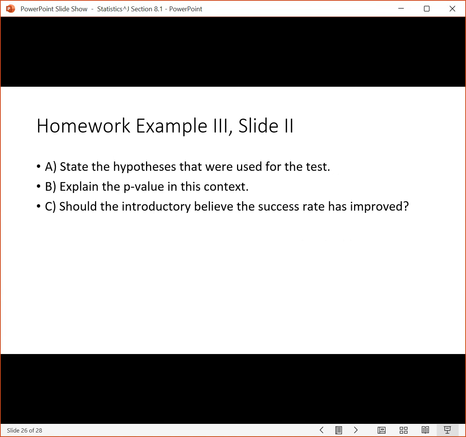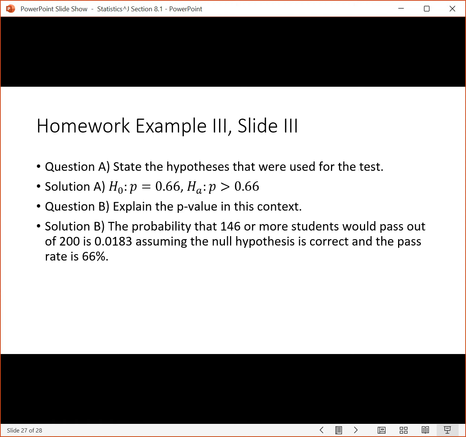All right, so there's three things they want us to do. State the hypotheses that were used for the test, explain the p-value in context, which I just started to do and interrupted myself, and then should the instructor believe the success rate has improved? All right, so the hypotheses are the rival hypotheses. One is the status quo, that the proportion is still 66%. And then the other one is that it has actually improved, that embedded tutoring actually made a difference.